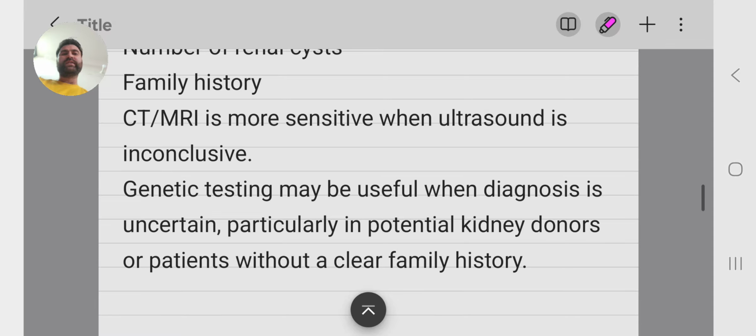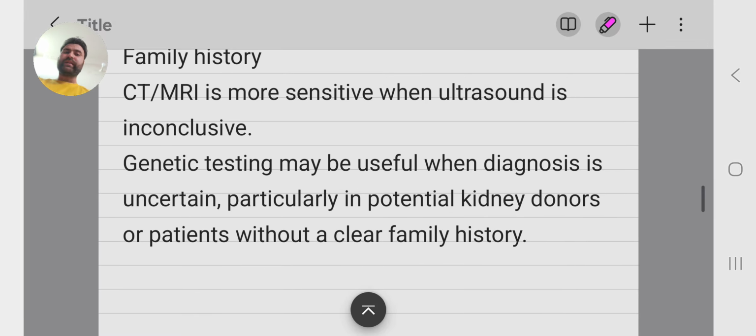CT and MRI are more sensitive when ultrasound is inconclusive, and genetic testing may be useful when the diagnosis is uncertain, and particularly it is done in potential kidney donors who are donating kidneys to patients who have end stage kidney disease.